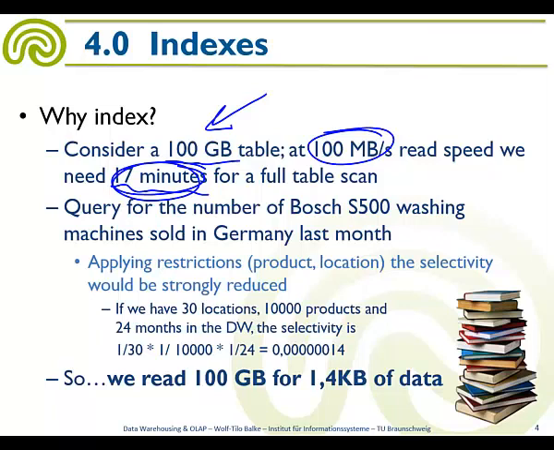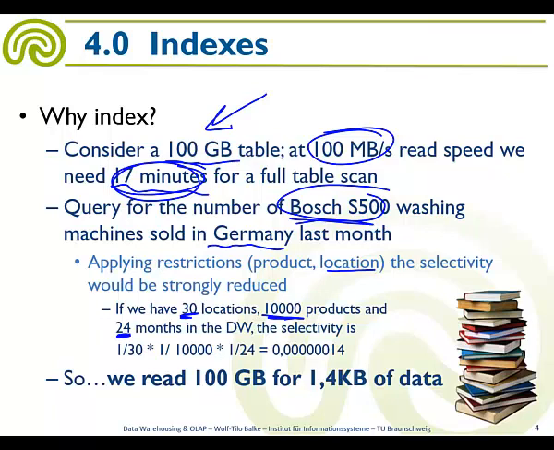As an example, let's assume my data warehouse is about products, and I'm looking for the Bosch S500. So I'm querying this washing machine, and I want to know how many Bosch S500s were sold in Germany last month. So here there's a restriction on the product, the location, and the time dimension, right? And assume the cardinalities for the different dimensions are: you have 30 locations, you have 10,000 products, and only the last 2 years in the data warehouse.